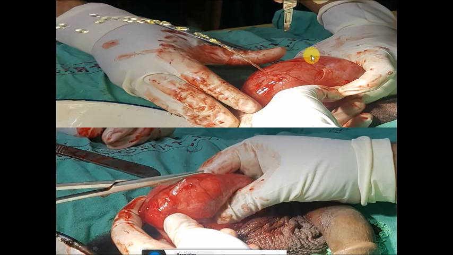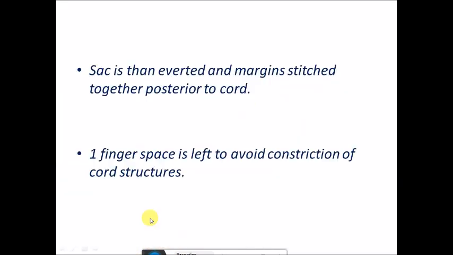You can see this, and the stab is made. This is the fluid which is coming out. This is the kidney tray where the fluid is being collected. You can see the clear fluid which is pouring out. Now after this fluid is drained, the incision is increased both upwards and downwards.